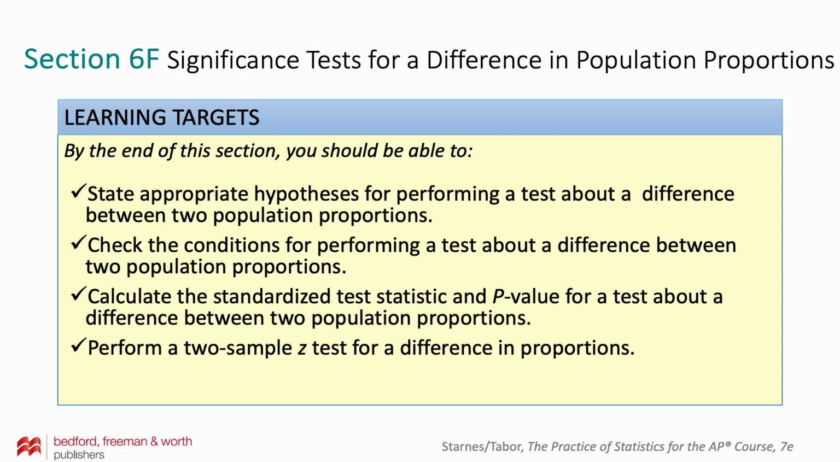So our learning targets for this section are to state the appropriate hypotheses for performing a test about a difference between two population proportions, check the conditions just like we did before, calculate the standardized test statistic and our p-value, but now for the difference between two population proportions, and perform a two-sample z-test for a difference in proportions.